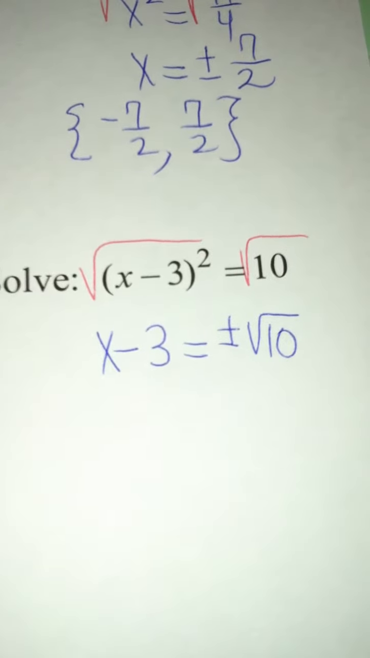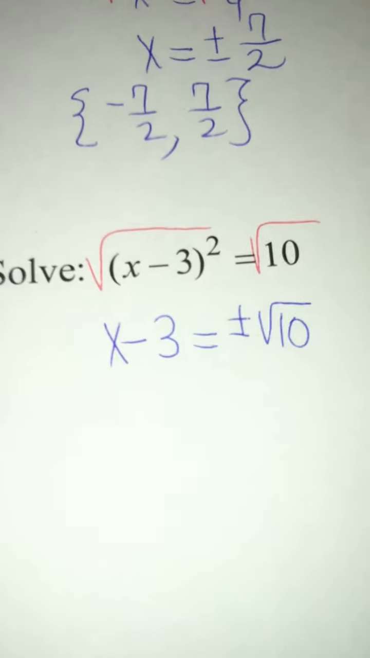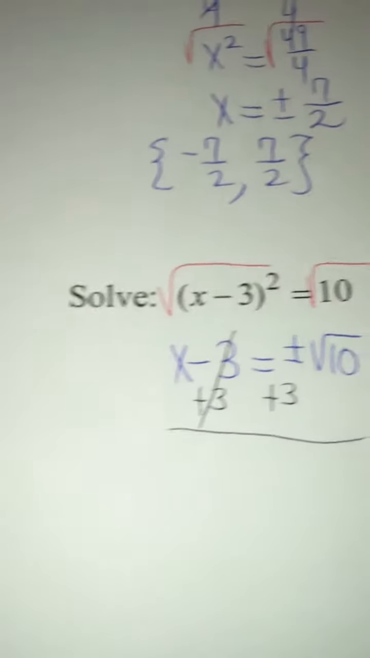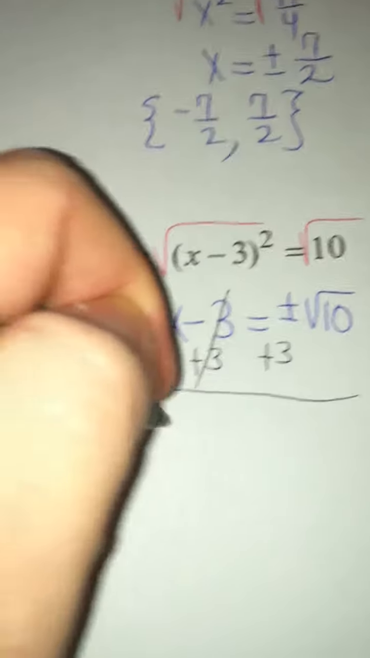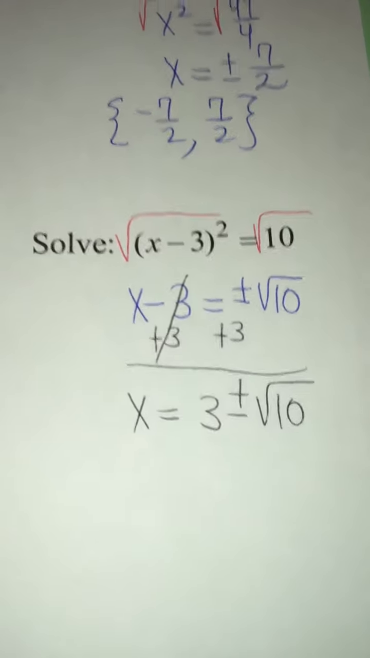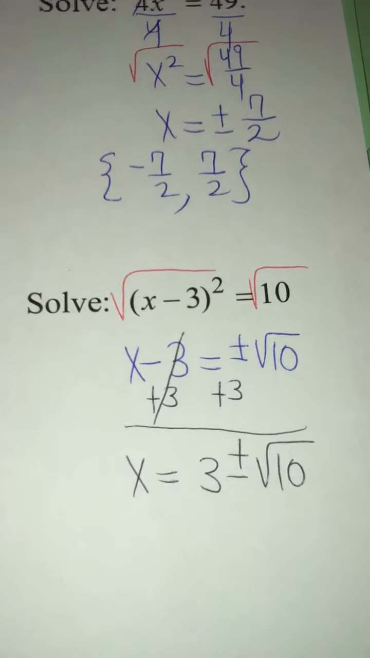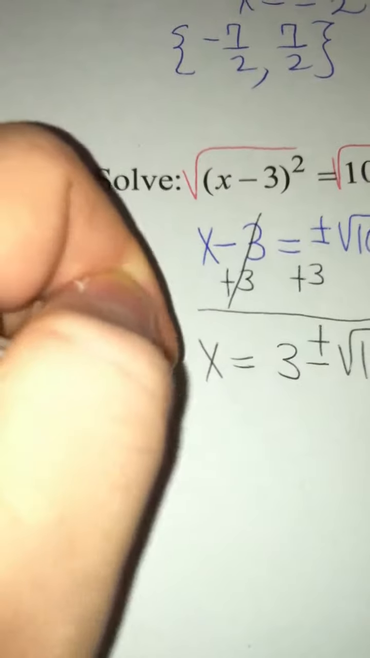We're almost finished. We need to solve for x or isolate x. So we need to add 3 to both sides. So we have x is equal to 3 plus or minus the square root of 10. It's probably a good idea to express your answer as a solution set. So we have two answers. 3 minus square root of 10, and also 3 plus square root of 10.